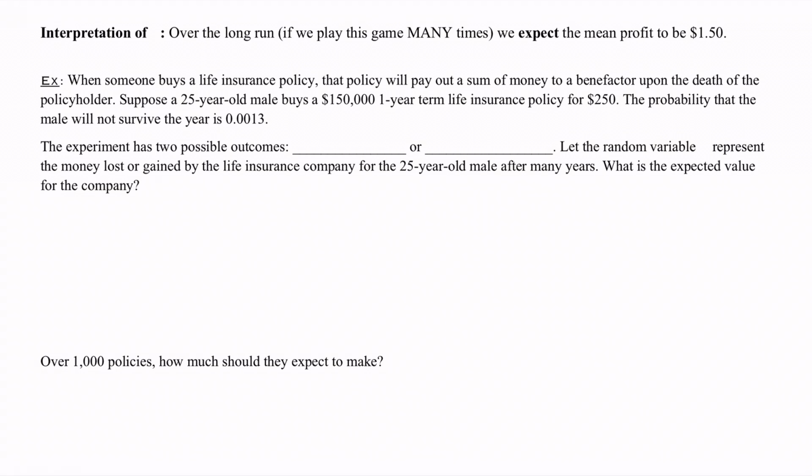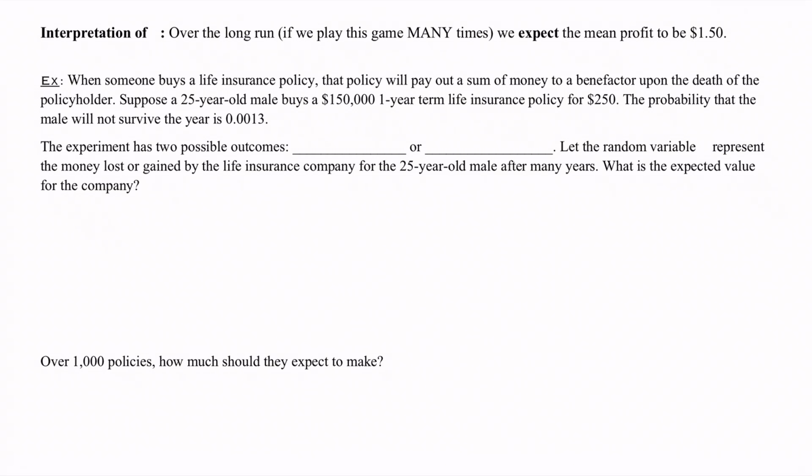So let's read it. When someone buys a life insurance policy, that policy will pay out a sum of money to a benefactor upon the death of the policyholder. Suppose a 25-year-old male buys a $150,000 one-year term life insurance policy for $250. The probability that the male will not survive the year is 0.0013.